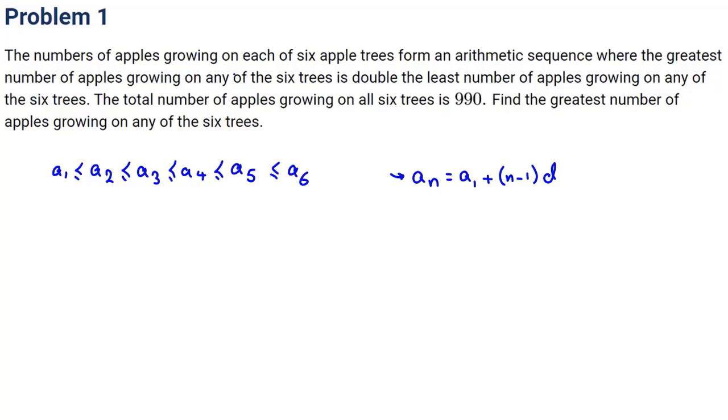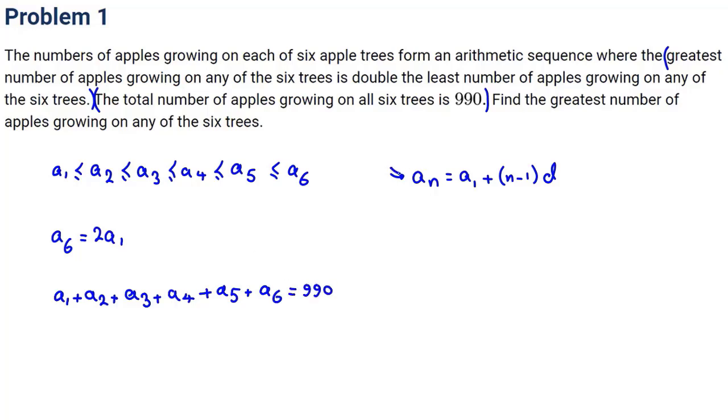The first thing we have: the greatest number of apples growing on any of the 6 trees is double the least number of apples growing on any of the 6 trees. It means a6 equals 2a1. The next one: the total number of apples growing on all 6 trees equals 990. So a1 plus a2 plus a3 plus a4 plus a5 plus a6 equals 990.